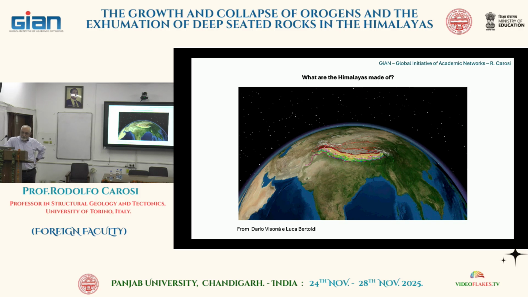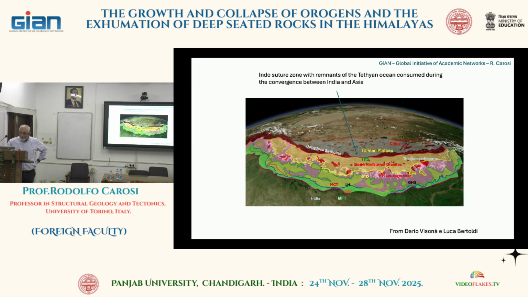So now we take a look at the geometry and architecture of the belt. Here you can see the main rocks, the main tectonic units. In red, you can see the Indus-Suture zone. In dark red, the Gangdese batholith, the Andean-type arc during the subduction of the oceanic lithosphere.